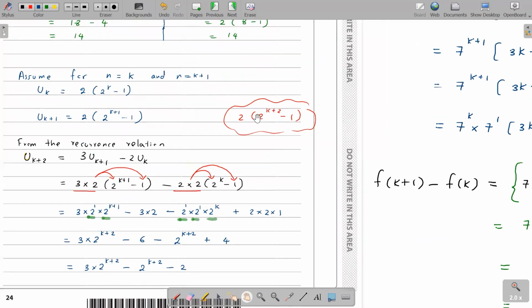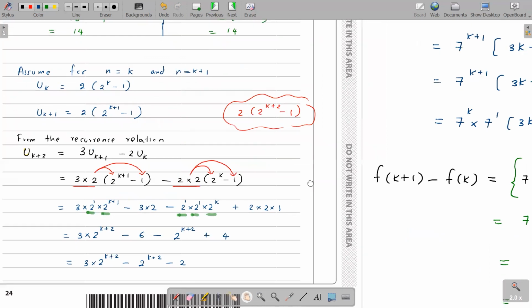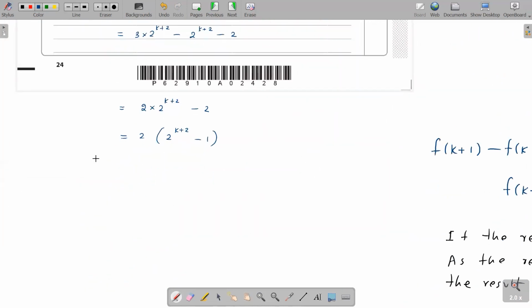Can you see? This is what we need to show. Do you agree? This is what we need to show. Okay, then you can say, therefore, if the result is true for n equals k and n equals k plus 1, then it is true for n equals k plus 2.